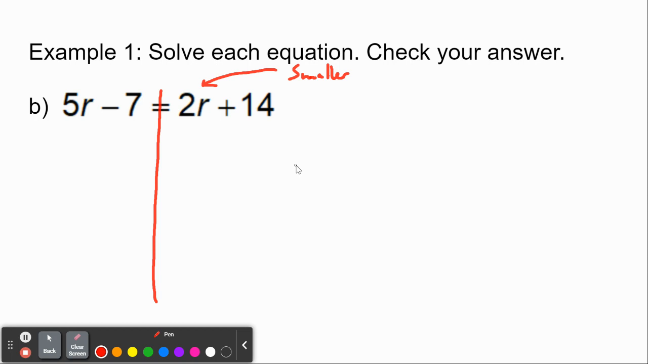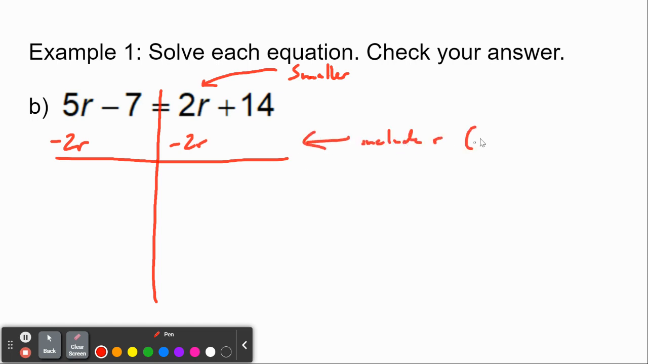The reason I do this is because I want to keep the r coefficient positive. And by moving the smaller one, it stays positive. So I'm going to subtract 2r. This is a positive 2r, so I'm going to subtract 2r. Again, remember I included the r, so make a note. You include the r so that you can combine your like terms. You cannot combine 5 and negative 2 unless they both have r's.